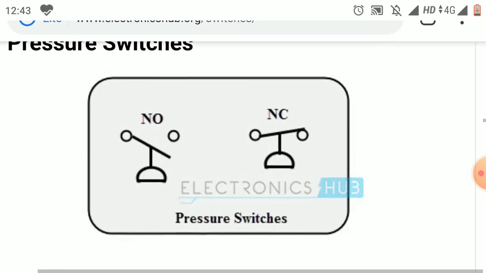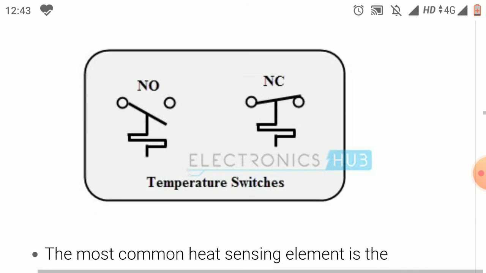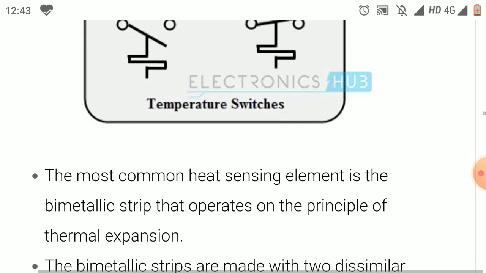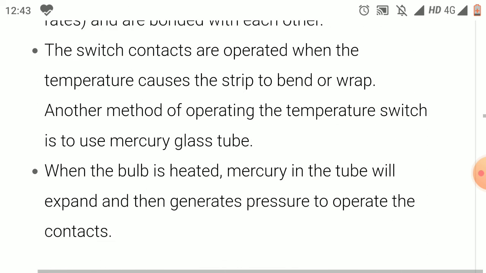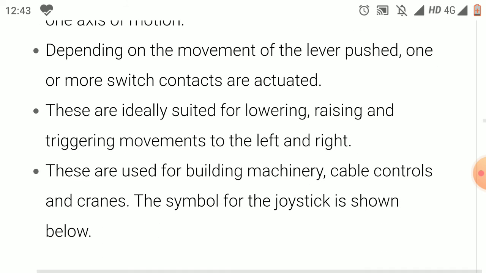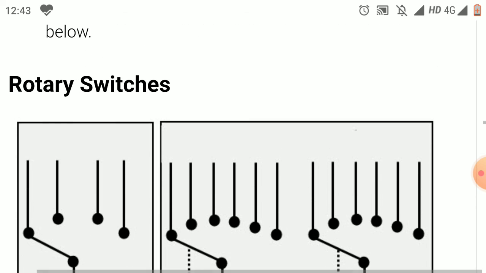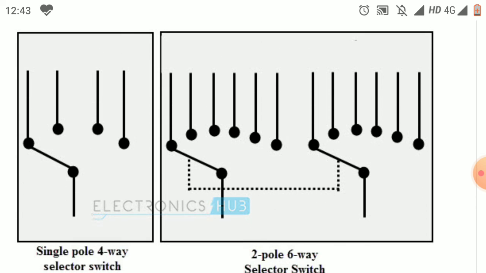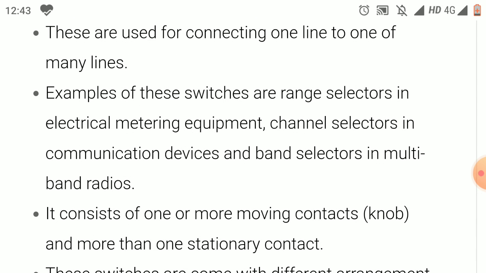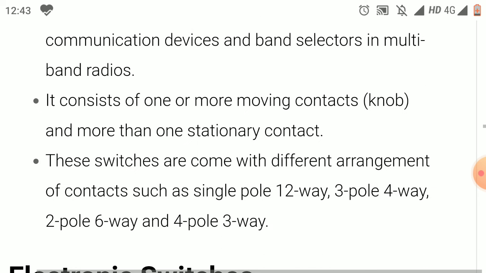Then we have pressure switches, and temperature switches used to indicate the temperature. When the temperature exceeds, the heat sensing element closes the contacts and operates the switch. Then joystick switches, these are more commonly used for controlling cranes and similar applications. Rotary switches are used in most electrical equipment where range selection is necessary.